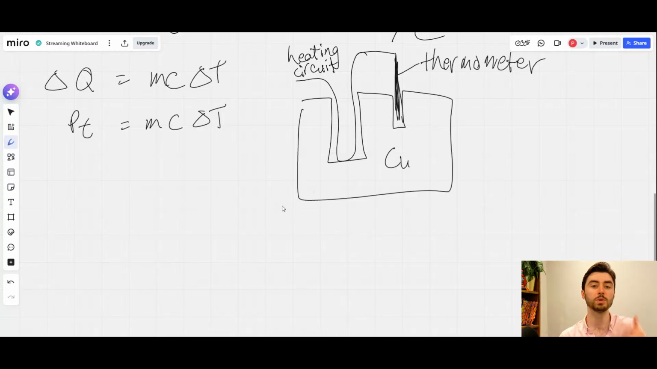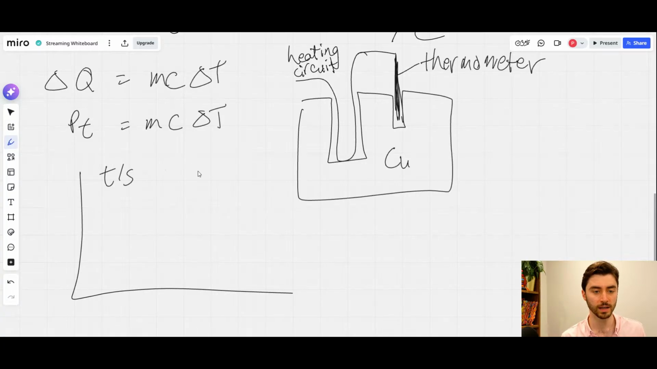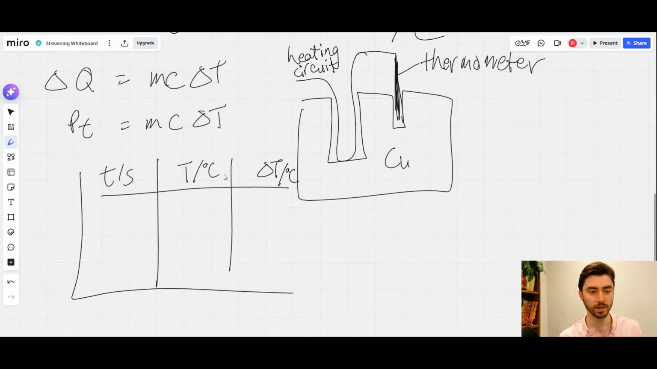But the point is you measure the temperature at different times. So time in seconds, temperature in degrees C, and then you can calculate delta T from that in degrees C or Kelvin. And by collecting that, you plot the temperature against time.